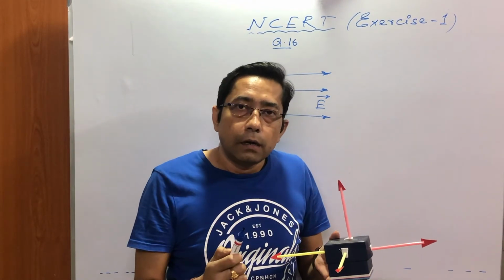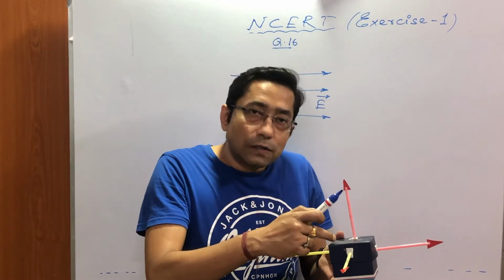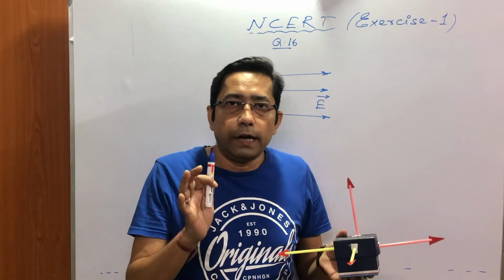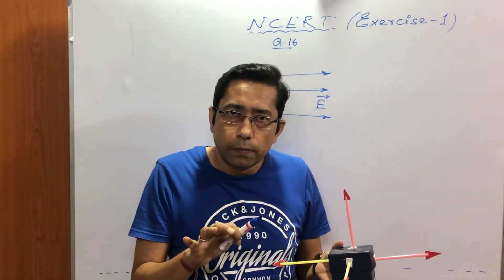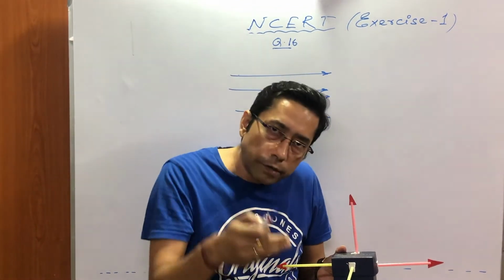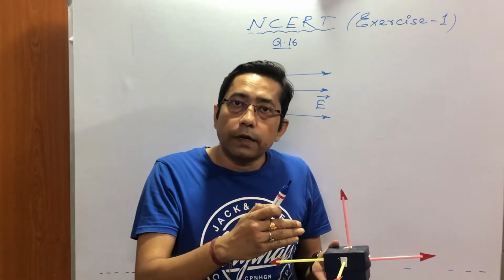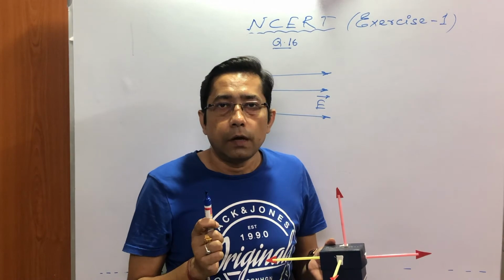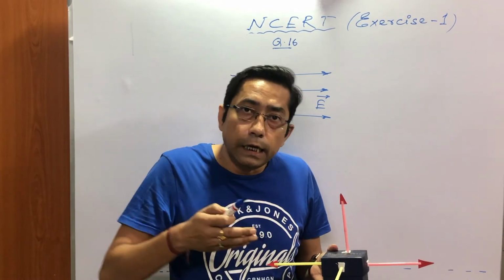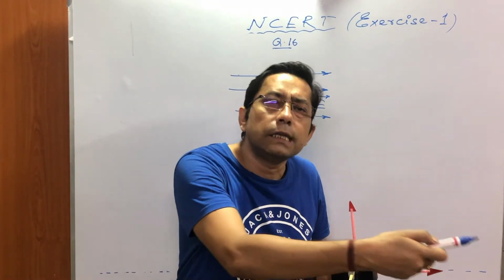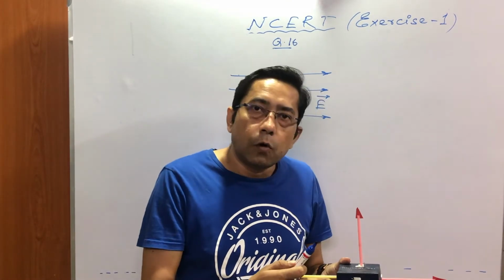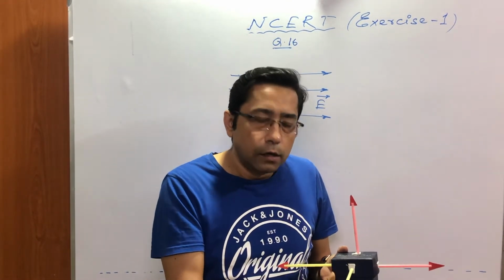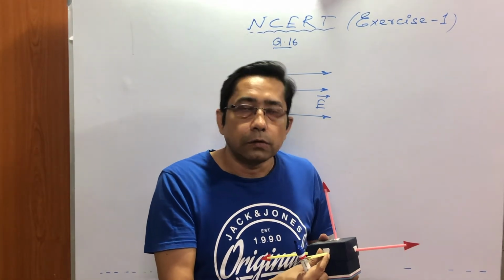That will mean this box has a charge inside it. If net flux is not 0, then there must be a charge residing inside it. If the net flux is outgoing, then the charge should be positive. And if incoming flux is more and outgoing is less, then the net flux becomes negative. So the charge residing inside it should also be negative. So these are the ideas.